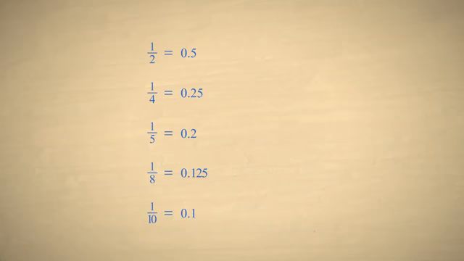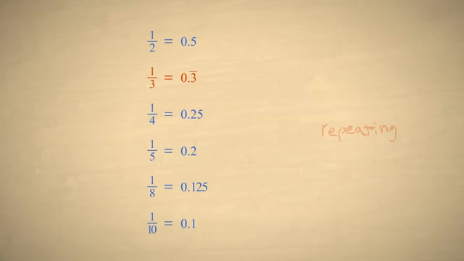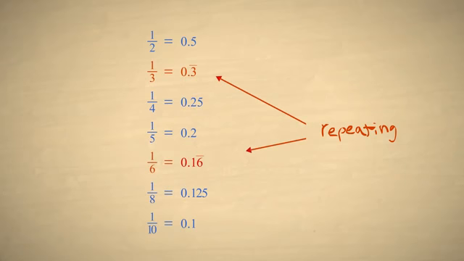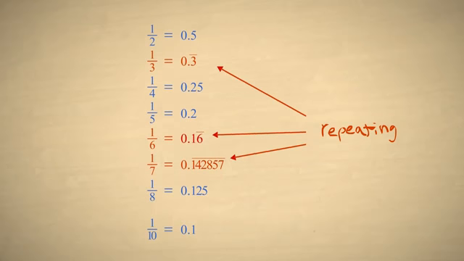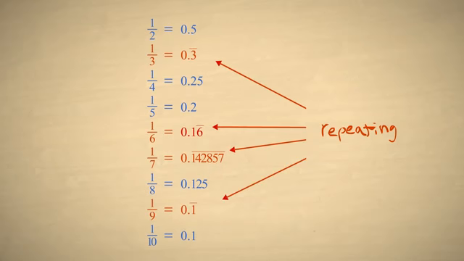On the other hand, the decimal equivalent of 1/3 is a decimal point followed by an infinite number of 3's. 1/6 is a decimal point followed by a 1 and then an infinite number of 6's. 1/7 is a decimal point followed by the infinitely repeating sequence 1, 4, 2, 8, 5, 7. And 1/9 is a decimal point followed by an infinite number of 1's.